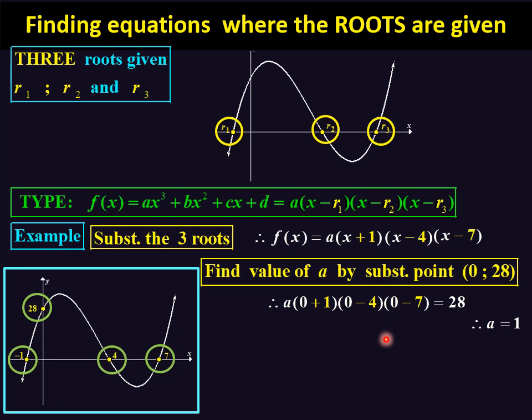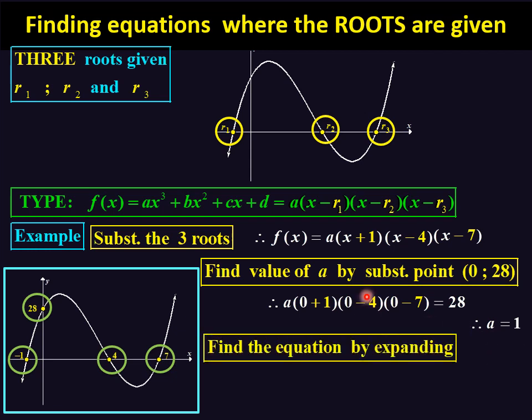So if I substitute the 0, and f(x) now is 28, and if we calculate that, -4 times -7 is 28. So 28a is equal to 28. It's very simple. a is equal to 1. Now I substitute a as 1 and go back to my f(x). So a is 1, I'll have (x plus 1).